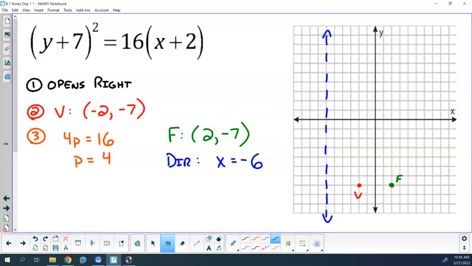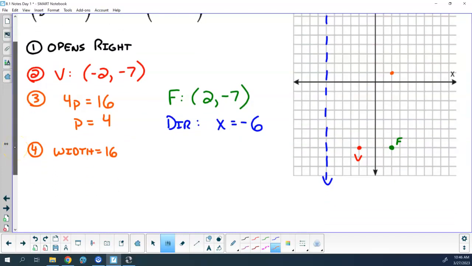Step number 4. How wide is my parabola? 16 through the focus, right? So my width is 16, which means I'm going to go groups of 8, right? 8 up from my focus, 2, 3, 4, 5, 6, 7, 8, and 8 down. Uh-oh, what's wrong with this? It's off the graph, right? Can I still go 8 down? Yeah. Somewhere right about there. Got to kind of measure it a little bit. Guesstimate a little bit.